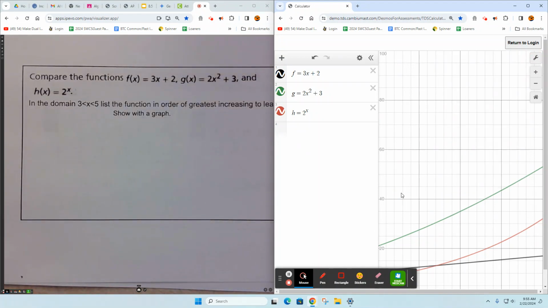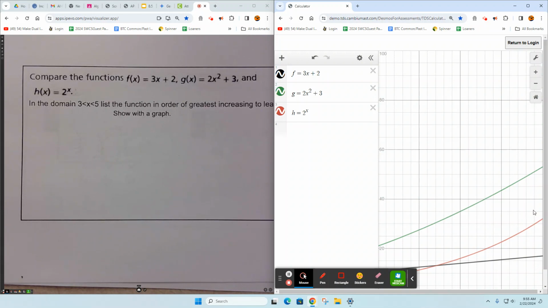Again, my window, right? When I hit the home button, it goes from -10 to +10 both ways. I want to look at X being between 3 and 5. So I moved my window and then I looked and then I stretched it. And there I got a good picture. How high should I have gone, or could I have gone and gotten an even nicer picture?